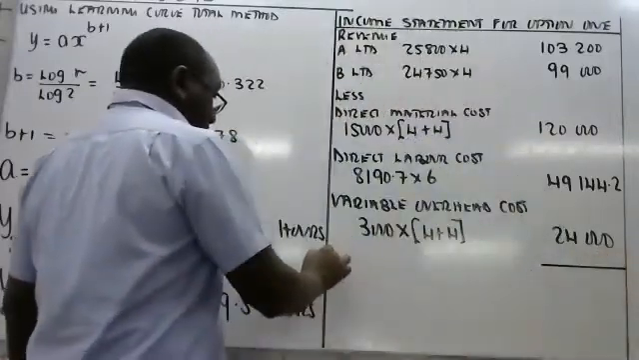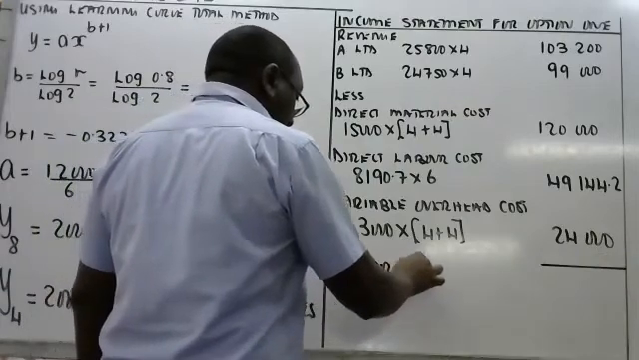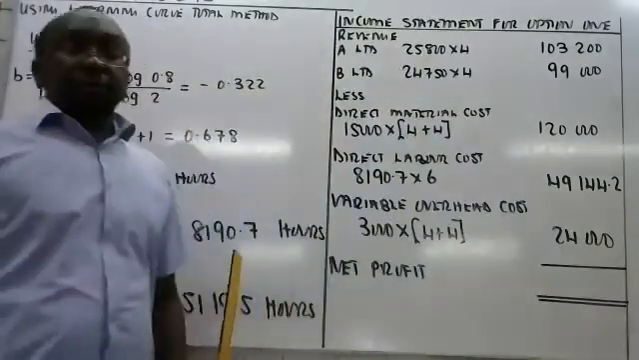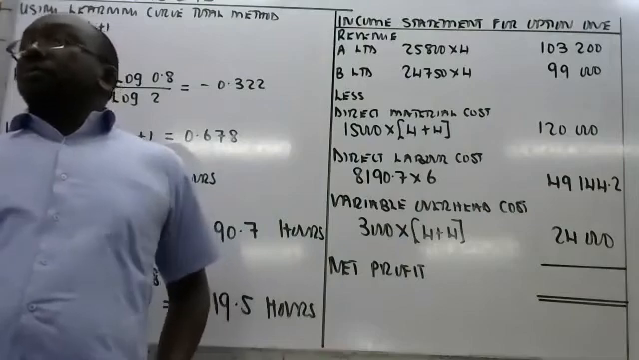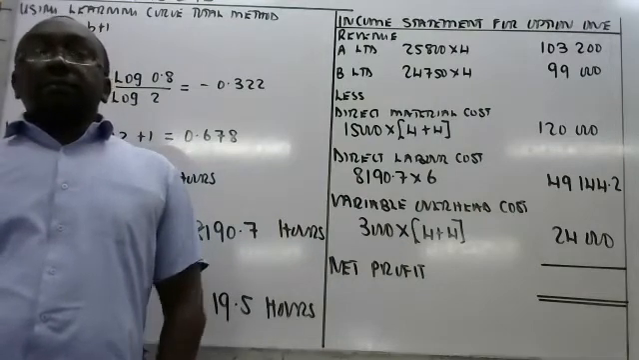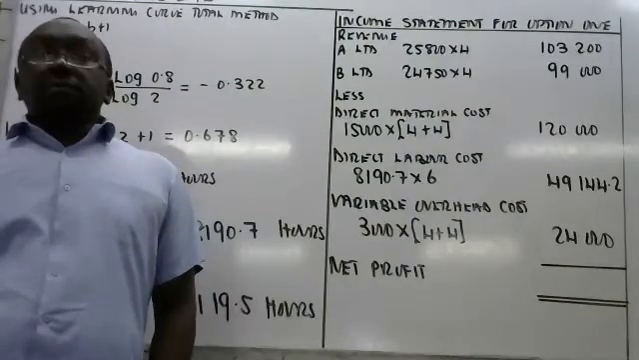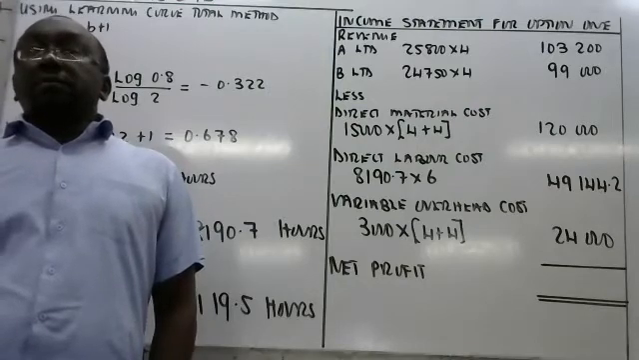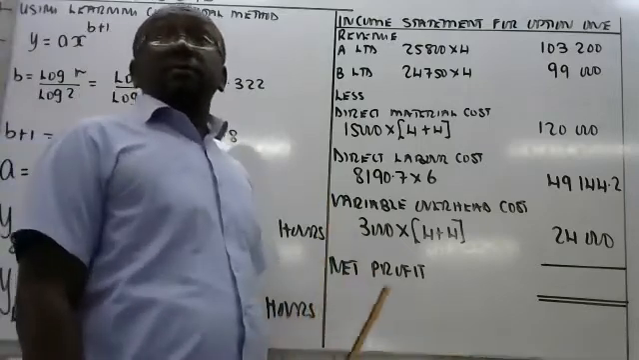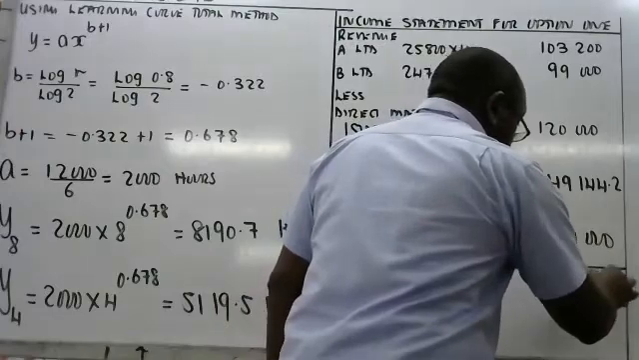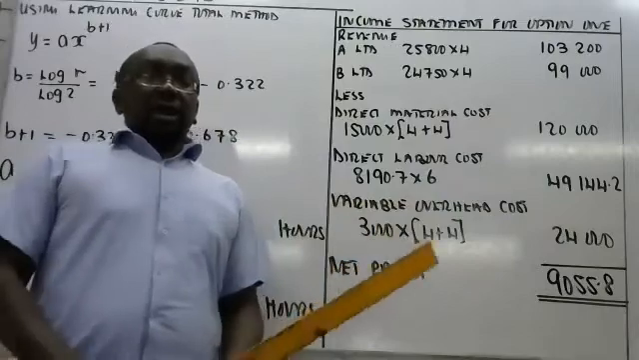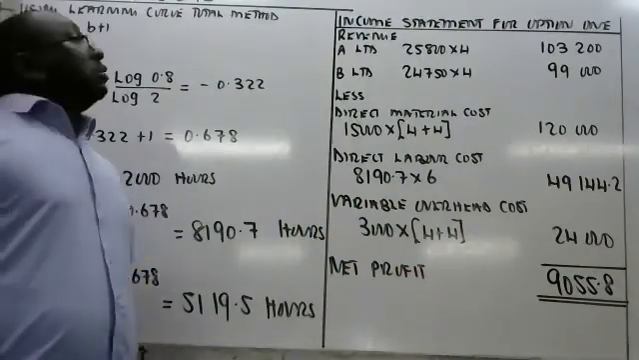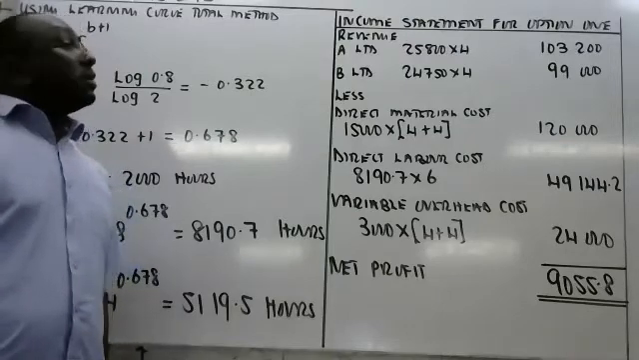So based on that, give me the net profit. Give me the net profit. 90,55.8. So that is what will happen when you are with the first option.